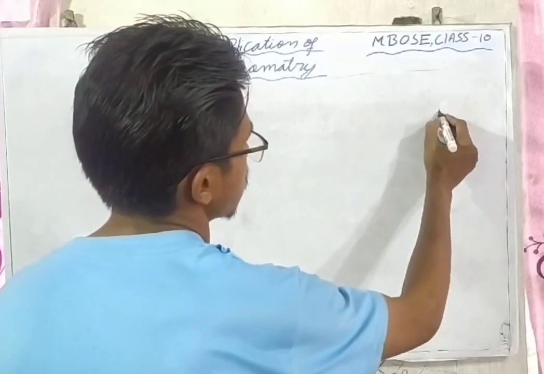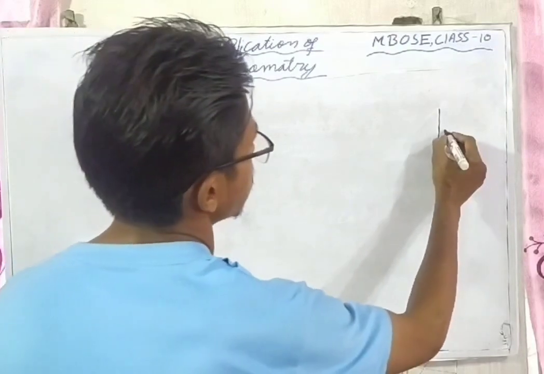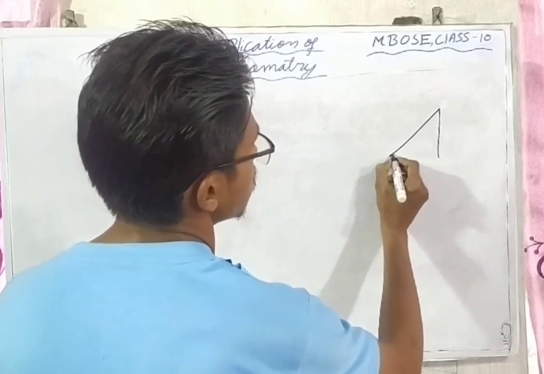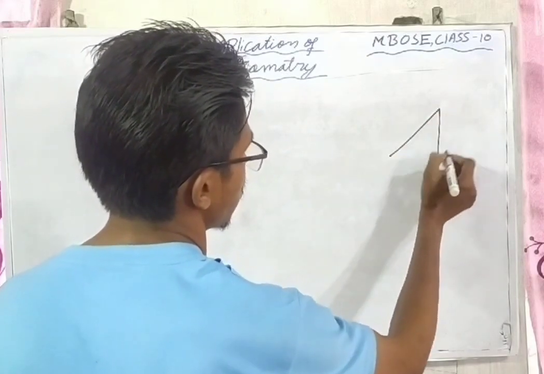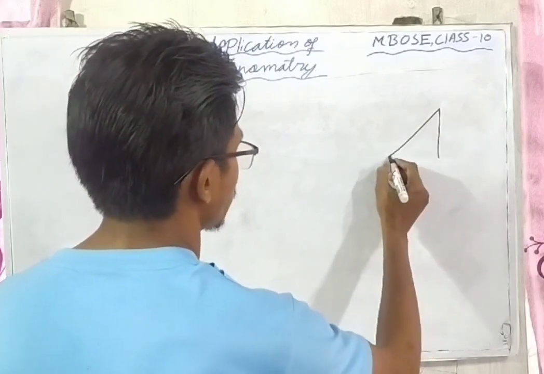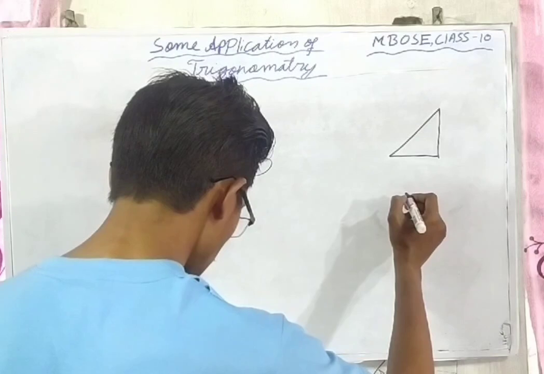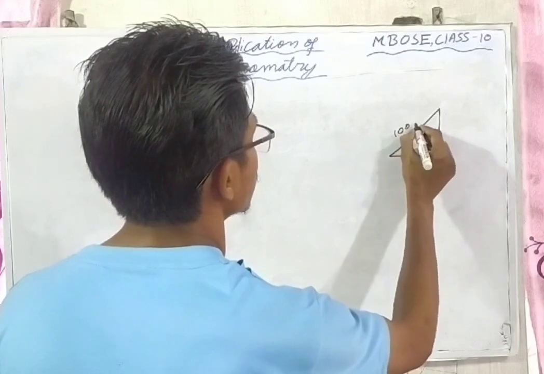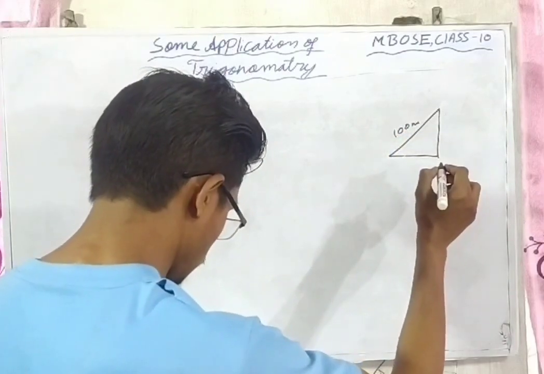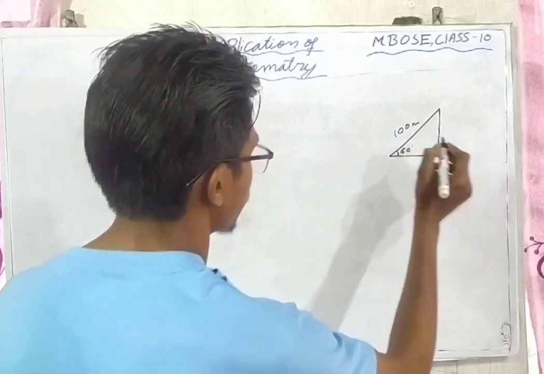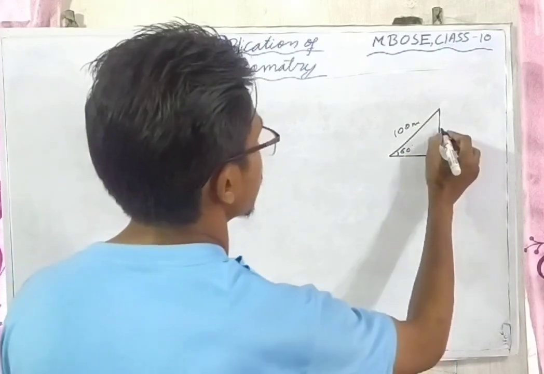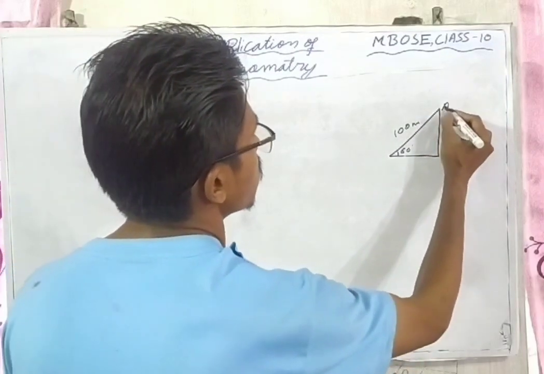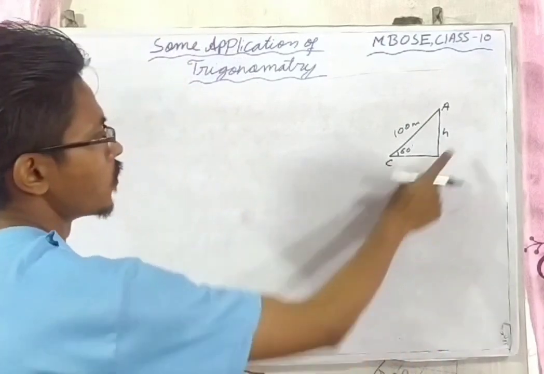So let me draw a diagram first here. This is the height of a kite and this is the string, means the person is here, he is flying the kite, and this is the string, and this is the height of the kite. Okay, so this is the base. Here what is given: the length of the string is 100 meters, and the angle of elevation is given, 60 degrees, and we have to find the height of the kite. So let me write here, this is A, B and C.